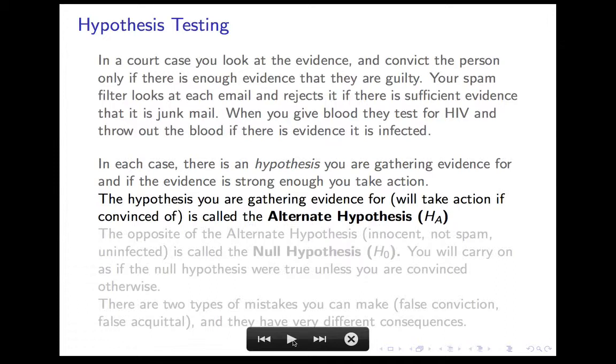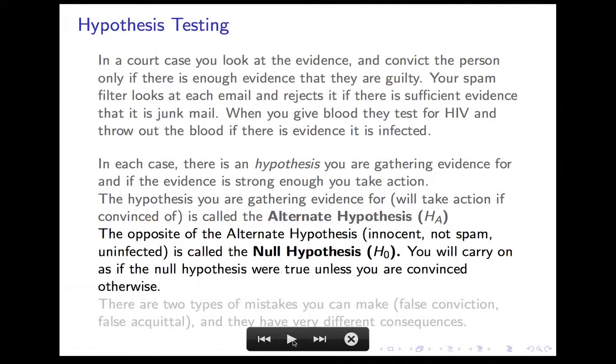The hypothesis you are gathering evidence for and will take action if you're convinced of is called the alternate hypothesis, or HA. The opposite of the alternate hypothesis, that is, that you're innocent or that it's not spam or that the blood is uninfected, is called the null hypothesis, and that's written H sub 0. In general, in the absence of evidence, you'll carry on as if the null hypothesis were true, unless you're convinced otherwise. So the last case is a little more complicated.